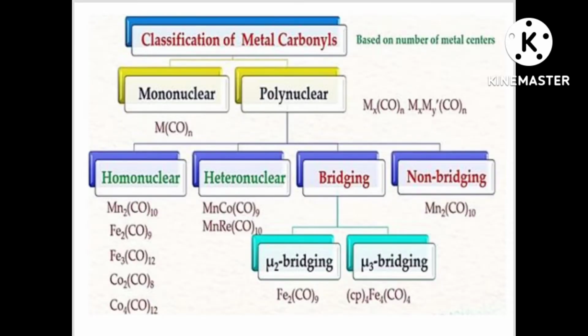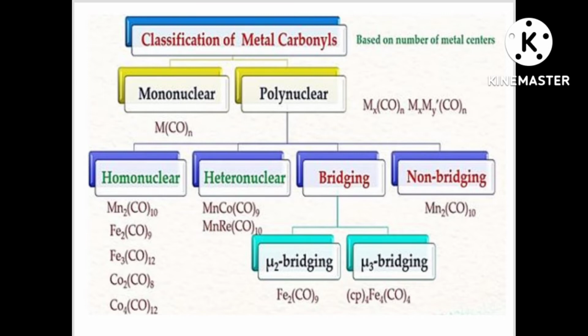In this picture we can see the classification of the metal carbonyls. Metal carbonyls are mainly classified into two types. One is the mononuclear metal carbonyls and the other one is the polynuclear metal carbonyls. In mononuclear metal carbonyls, only one metal atom is present, whereas in the polynuclear metal carbonyls, two or more metal atoms are present. Polynuclear metal carbonyls are further divided into four types. They are the homonuclear metal carbonyls, heteronuclear metal carbonyls, the third one is the bridging metal carbonyls, and the fourth one is the non-bridging metal carbonyls.